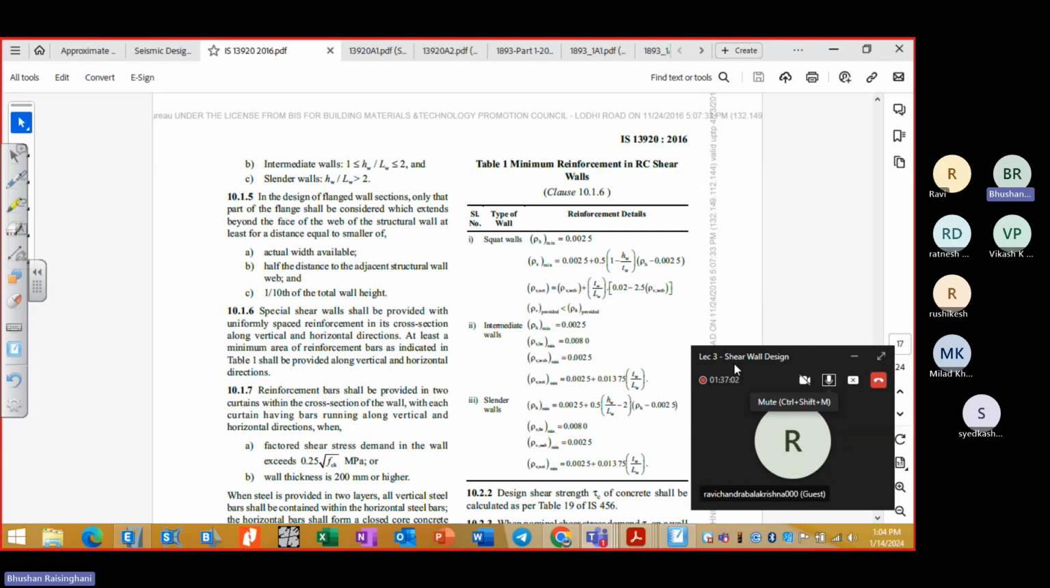It is defined because they are separate. It cannot be continuous because its design will be different. The two elements are different. One is acting like a beam, one is acting like a cantilever.